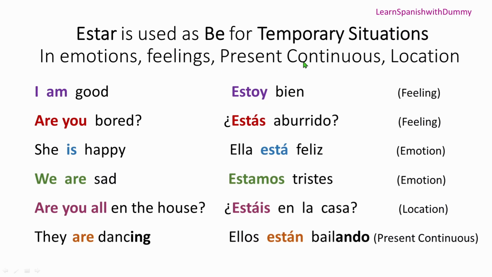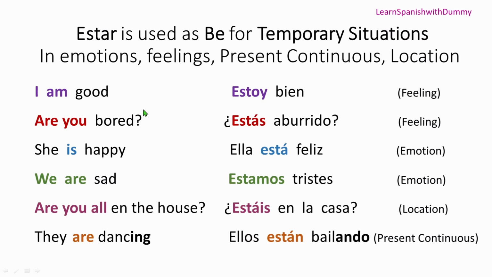Feelings are temporary. Present continuous sentences too, right? If I say I'm dancing, it doesn't mean I'm going to dance forever. I'm going to stop at some point. It's temporary. I'm eating. I will stop sometime, right? I am doing some stuff. So present continuous is always temporary. And location. Now location is always permanent. Like if I say London is in England, that's permanent. But it's an exception. Though location is permanent, we still use the estar form. That's something you need to keep in mind.